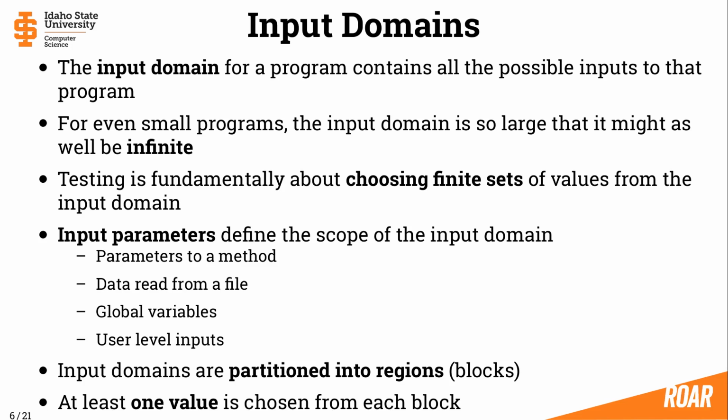So for this type of testing, what we want to do is use our input parameters to define the scope of our input domain. That means we're looking at things like parameters to a method, data read from a file, global variables, and user-level inputs. We're going to take those input parameters and partition them into regions, which we will call blocks. Then, in order to get down to a finite set of values, we're going to select at least one value from each of these blocks, okay?